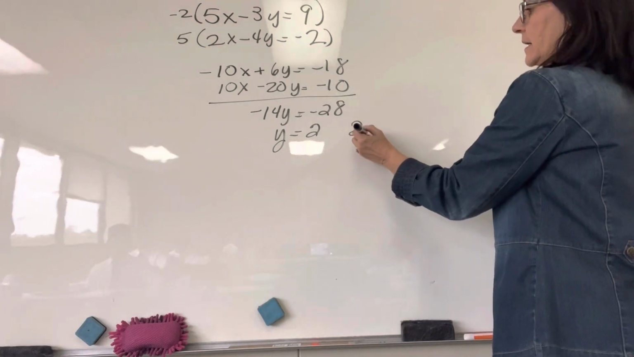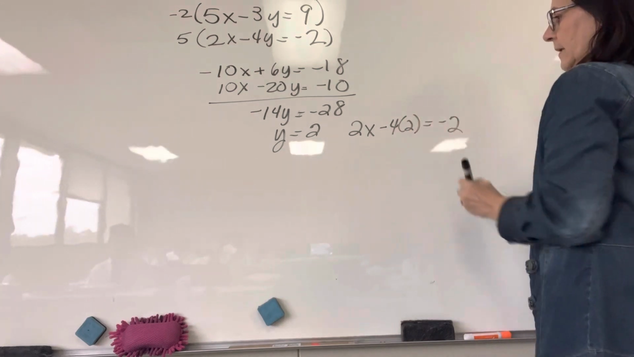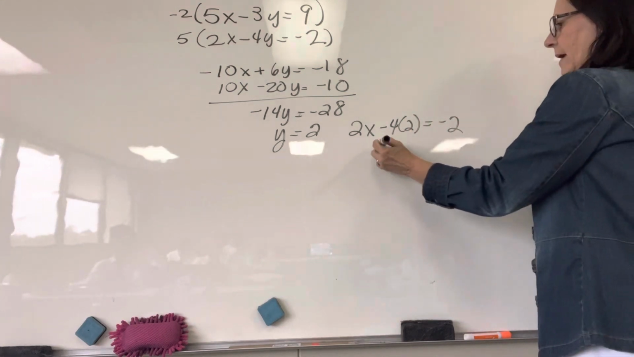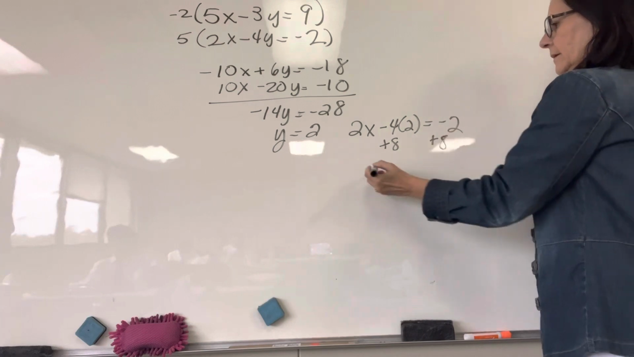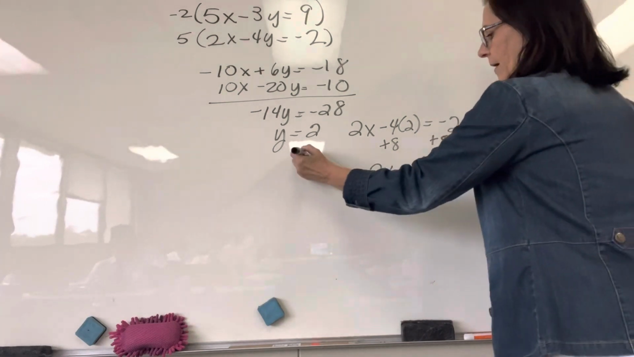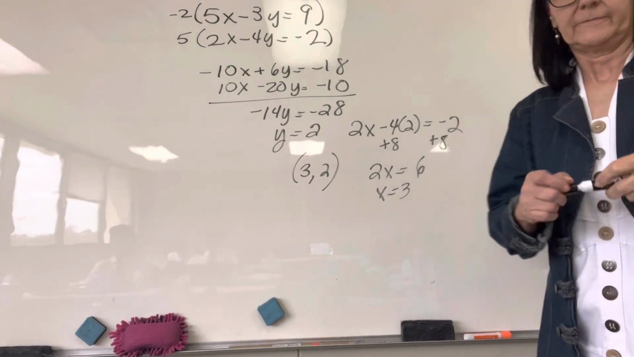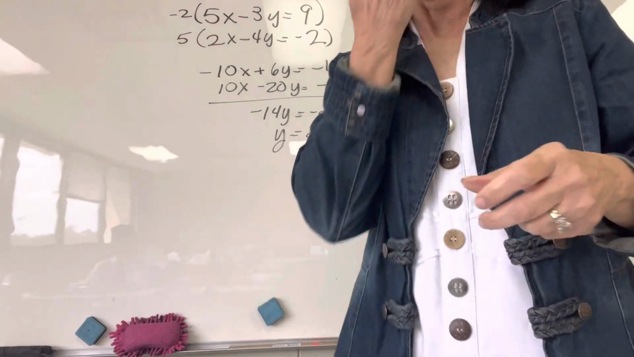Once we get y, we go back into the original equation and we solve for x. I'm going to go back into the second equation. That's negative 8, so I'm adding 8. And we have 2x is 6, x is 3. We write it as a coordinate pair. 3, 2 is the solution. All right, nothing new here.